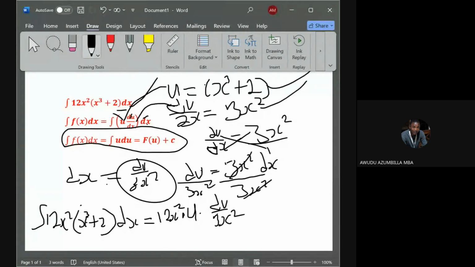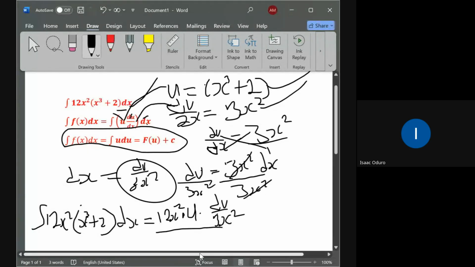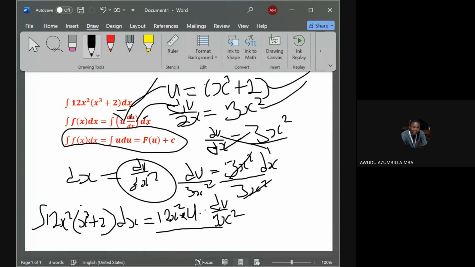So I've substituted what I needed to substitute into the formula. Now, if we have substituted this, is it going to be 12x squared times u times du over 3x squared? Yes. So this is times, I put a dot there. Yes, so that's how it's going to be.